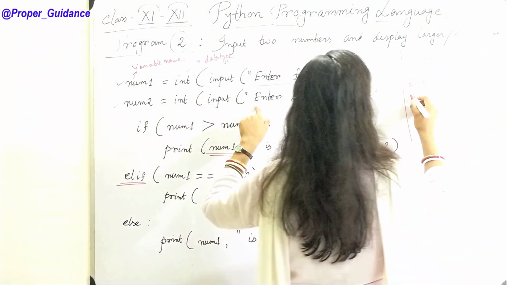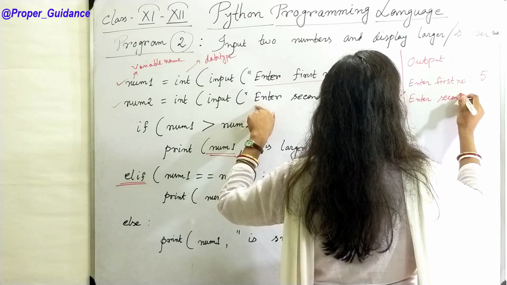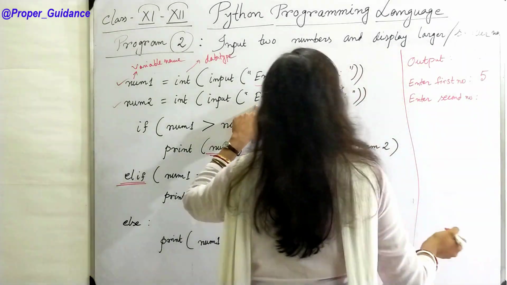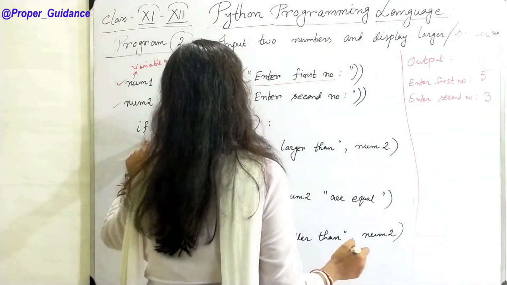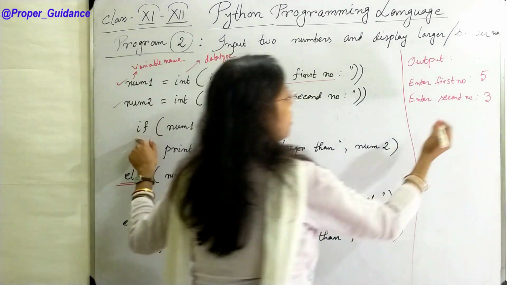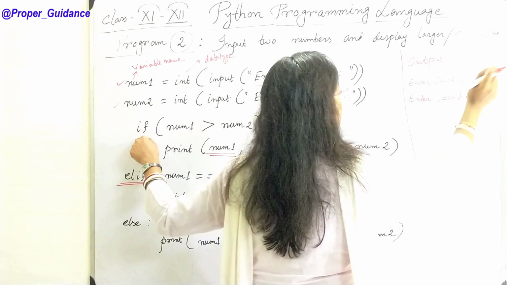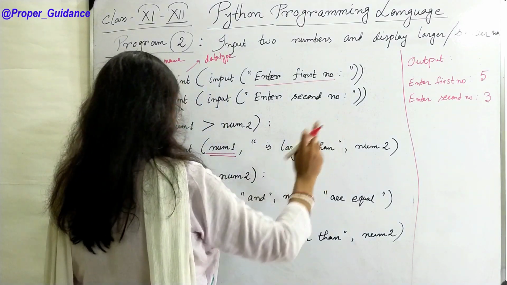Next one, enter second number. Suppose I am giving here 3. Now, what will the if statement execute? Here num1 equals 5 and num2 equals 3.